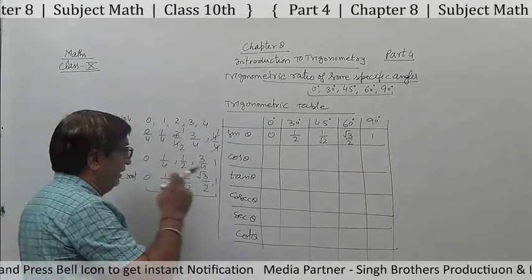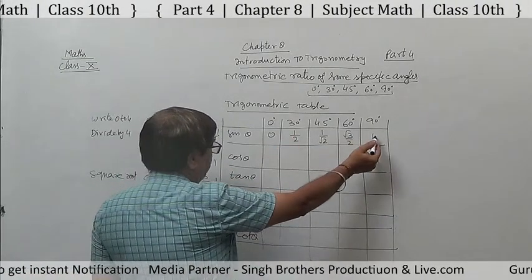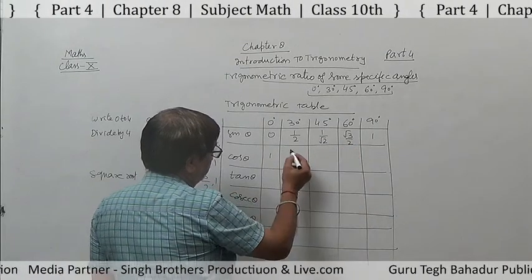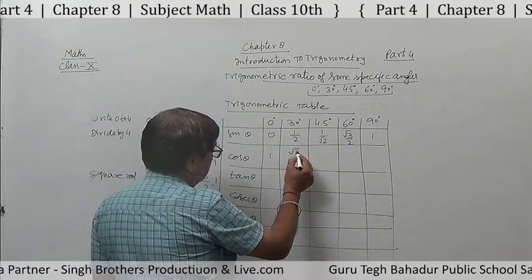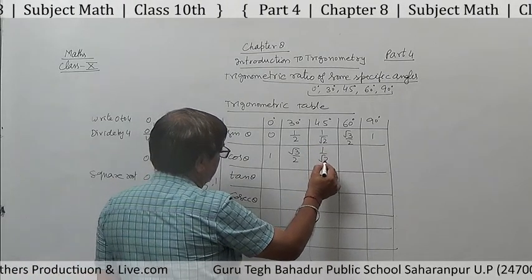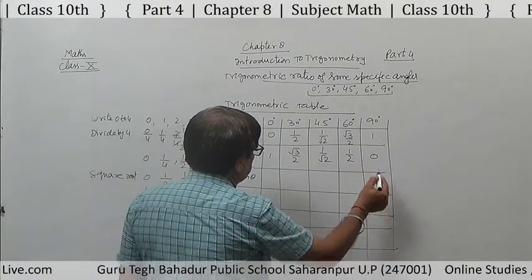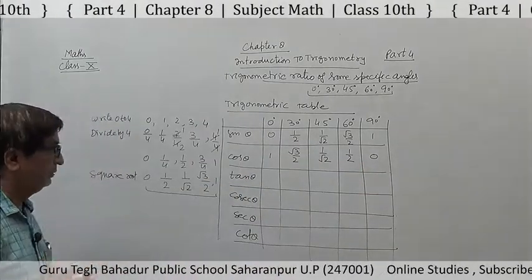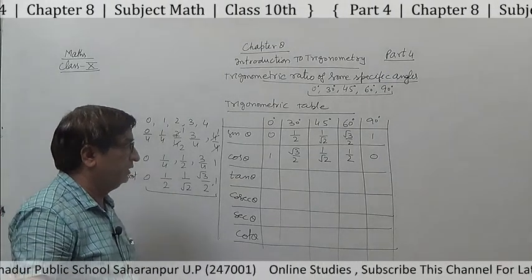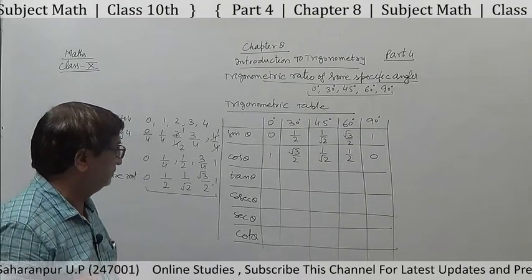Now write in reverse form. Cos 0 is 1, cos 30 is root 3 upon 2, cos 45 is 1 upon root 2, cos 60 is 1 upon 2 and cos 90 is 0. These become the values of cos 0 degree, 30 degree, 45 degree, 60 degree and 90 degree.